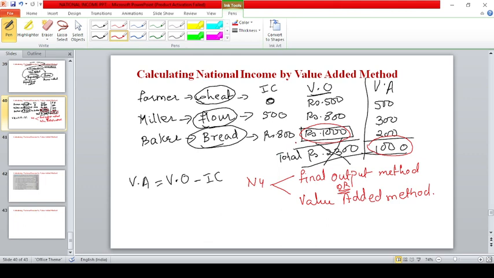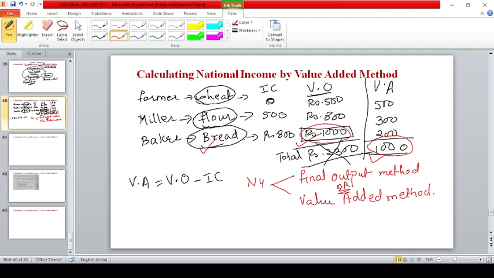Once again I repeat that rupees 1000 is the final output value. Why? Because bread will not be going into any further production process. Now this will be further consumed by the consumer. So this is the final output and the value of this output is 1000. And when you calculate the value added of each process, you are going to get the total also same as final output, that is rupees 1000.